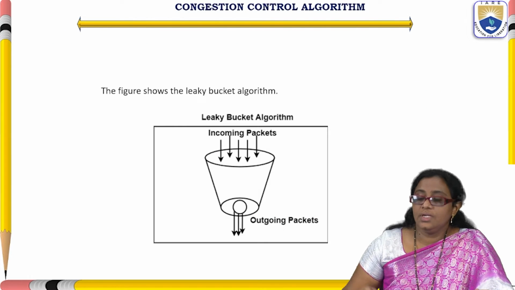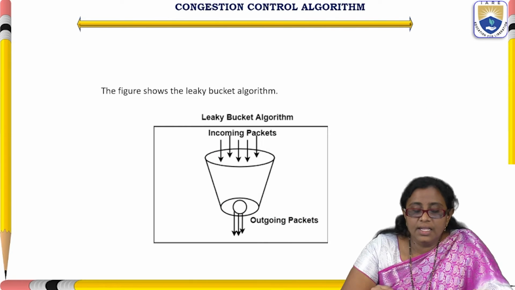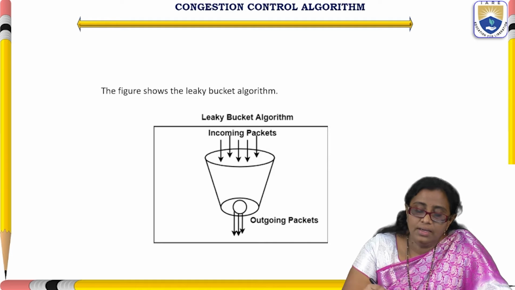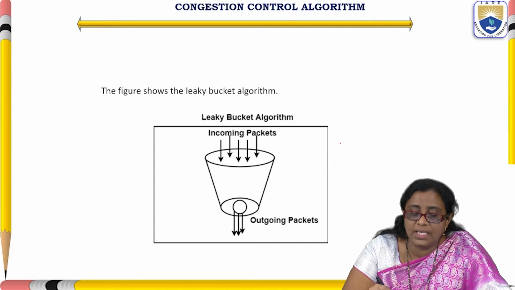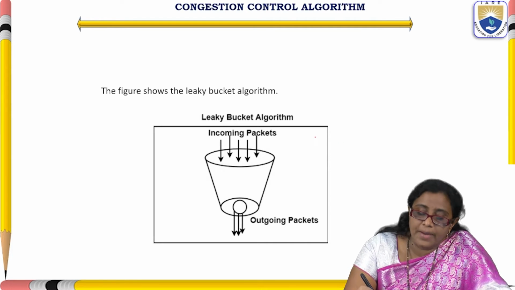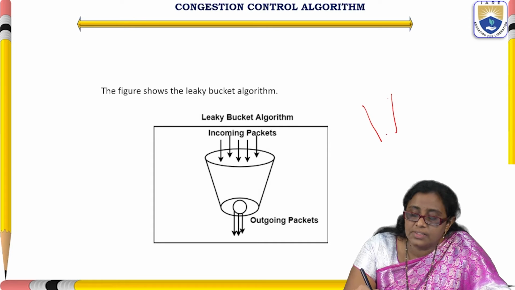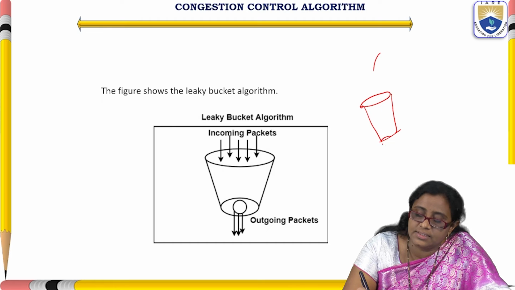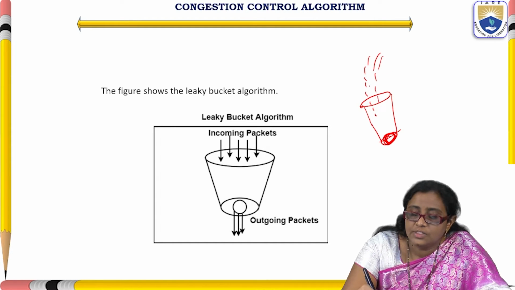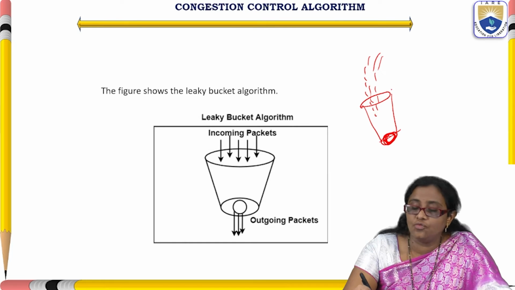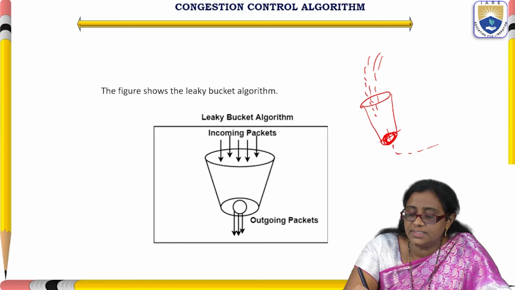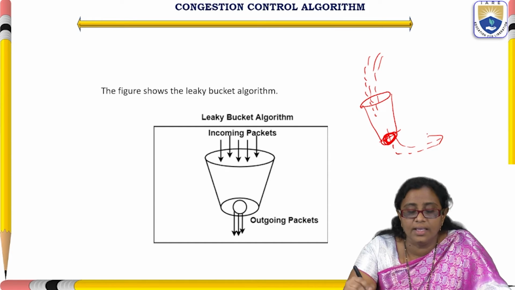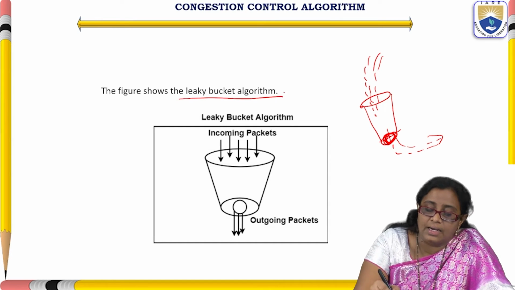Coming to that, the figure shows the leaky bucket algorithm. It is a pictorial representation, like our bucket only. Suppose our bucket has this model, and there is a leakage, a hole, here. If you pour water like this, however much water you pour in, it simply comes out by means of this hole at the bottom. Like that, this figure shows the leaky bucket algorithm.